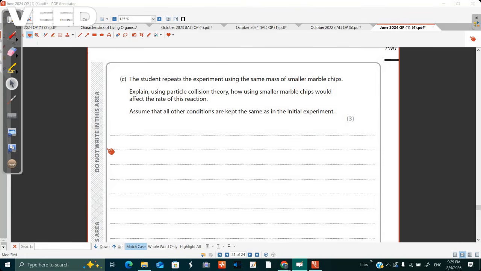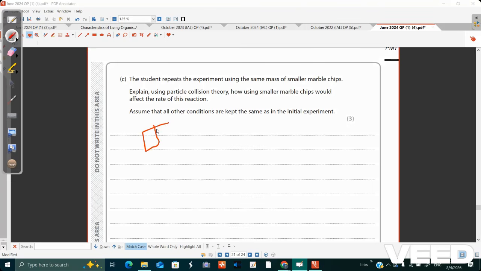The student repeats the experiment using the same mass of smaller marble chips. Explain using collision theory how using the smaller marble chips would affect the rate of the reaction. Assume that all other conditions are kept the same as in the initial experiment. Small marble chips are what? Reacting faster. Why? Surface area. Surface area is increasing means reaction rate is greater.